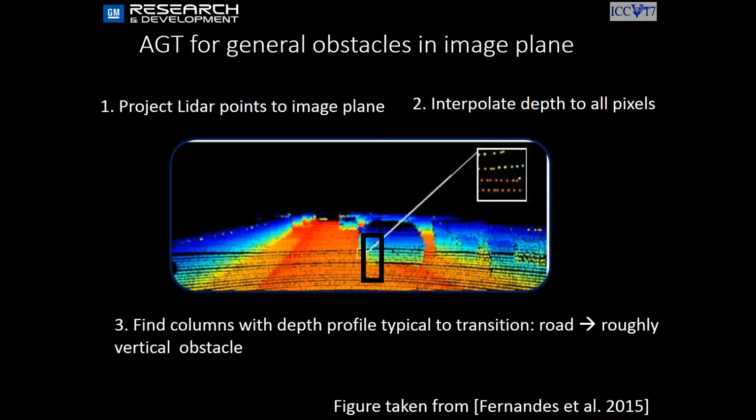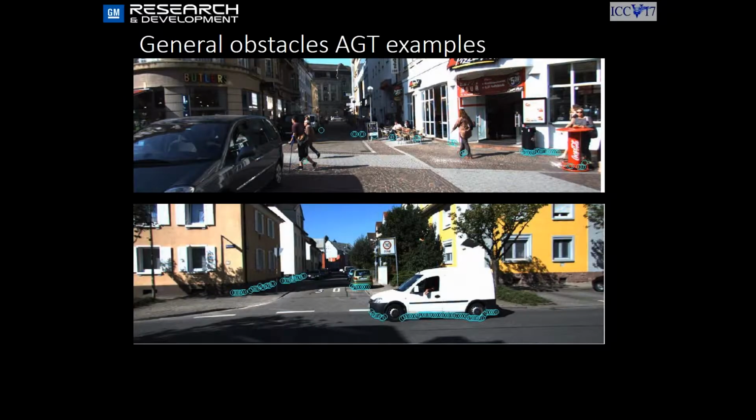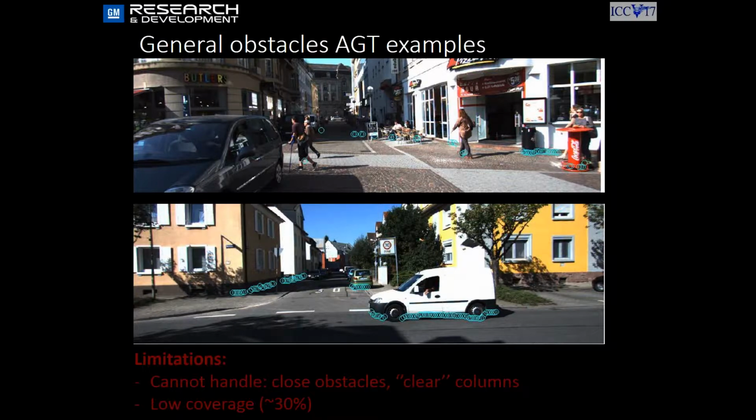We interpolate depth to all pixels, and then we find columns with a profile typical to transition from road to roughly vertical obstacle. It's a very simplistic heuristic algorithm, and it's generated this type of ground truth. So if you see, part of the columns are marked by these white circles, but they are far from being complete. So for columns that we were not sure, we just threw them away. And it had several limitations.